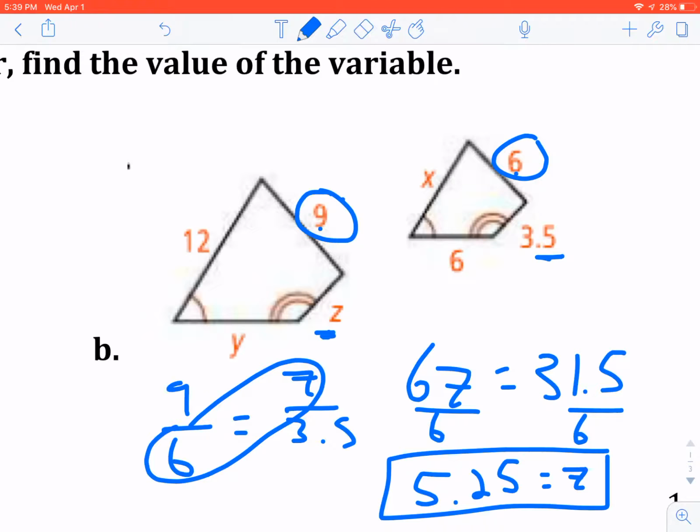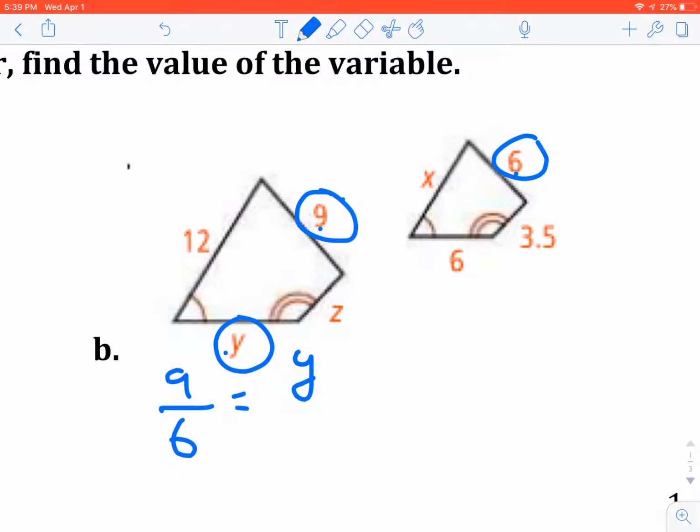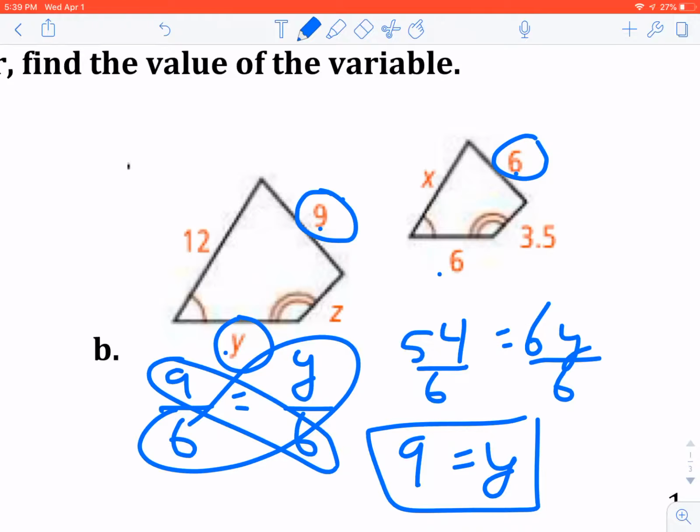So there's z. Okay? So I'm going to erase this and give myself more room to do this. I'm going to keep using 9 to 6. And if I wanted to find y, it compares to 6. So I cross multiply. 54 is equal to 6y. 9 is equal to y.